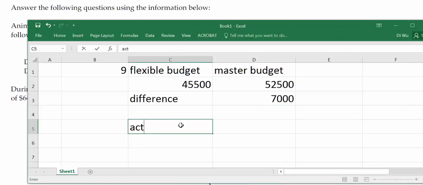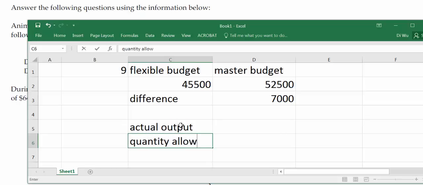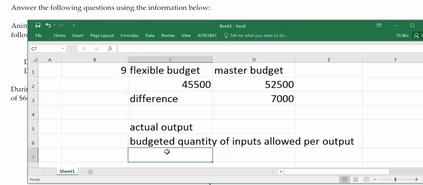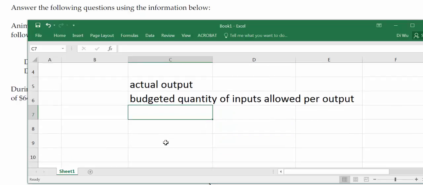I will have the actual output, and the quantity of inputs allowed per output. Because we're looking at efficiency, we have a budgeted quantity of inputs allowed for output, as well as the actual quantity of inputs allowed for output.